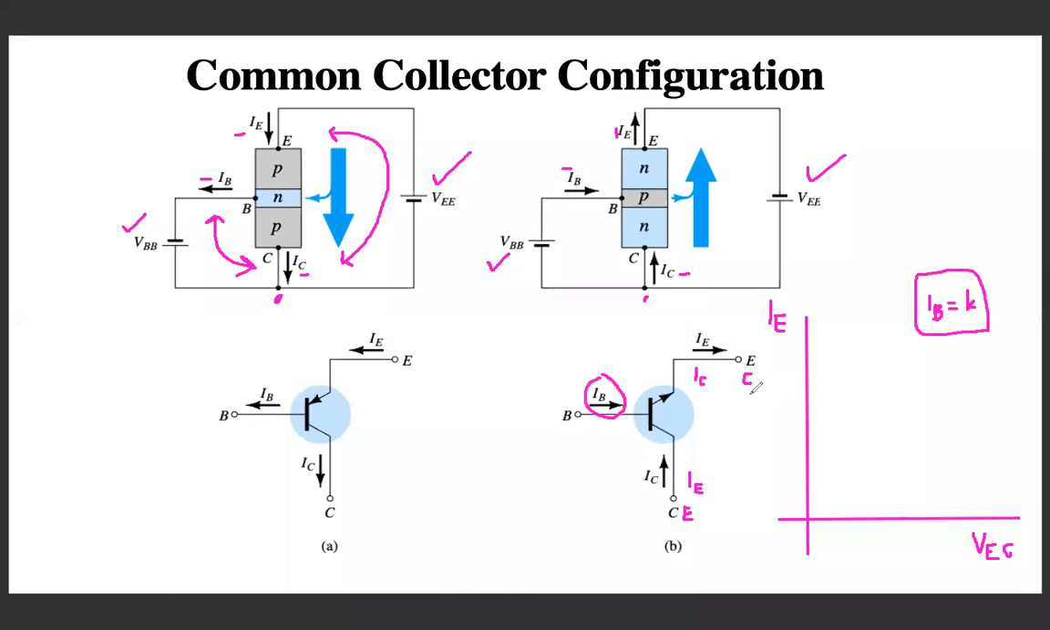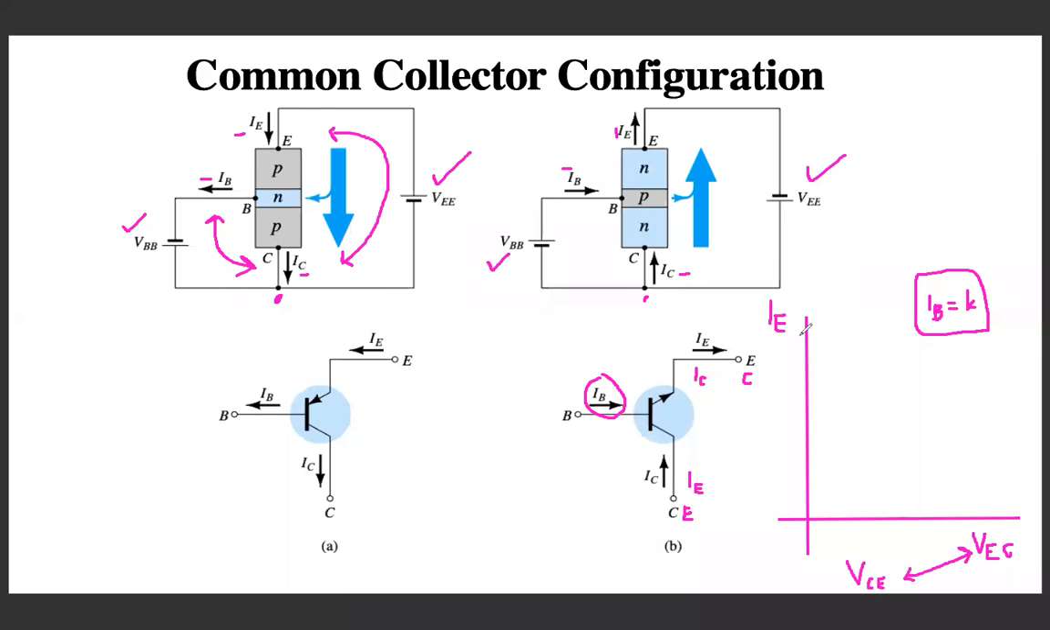Second thing is, in the common emitter configuration, the relationship between VCE and IC. Here we have relationship between VEC and IE. Now VCE and VEC, they are both the same except the polarity. So if it is 5 volts, it will be minus 5 volts. If it is minus 10 volts, it will be only 10 volts. The only difference between VCE and VEC will be the change of the sign.